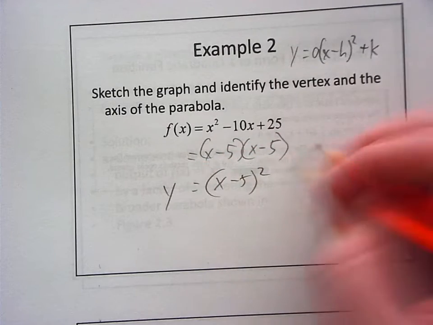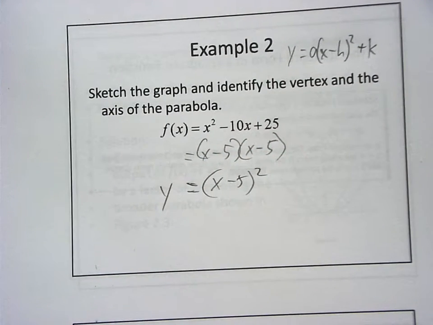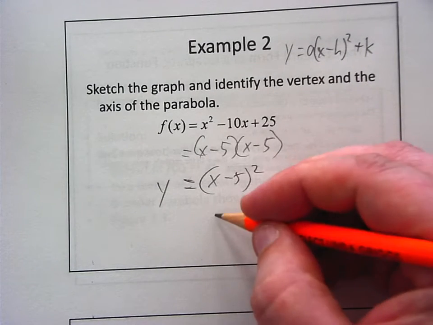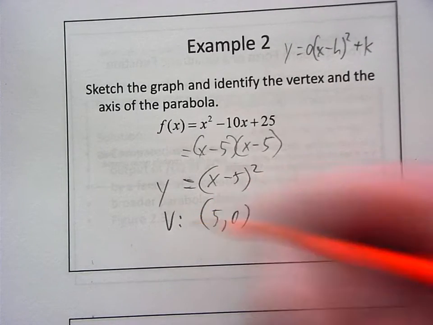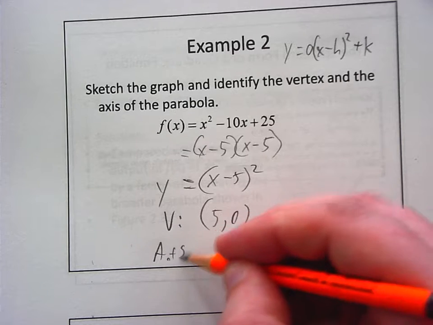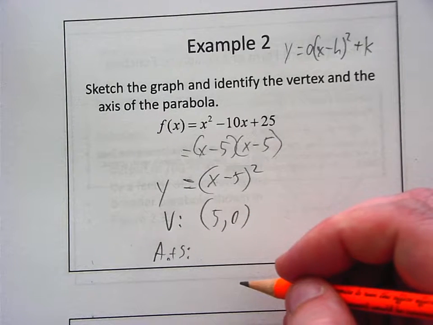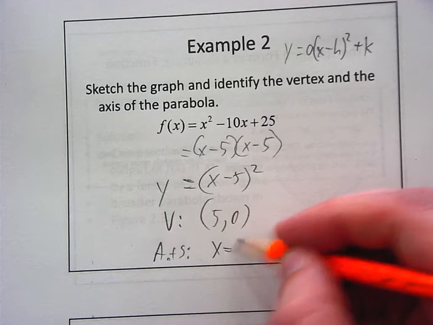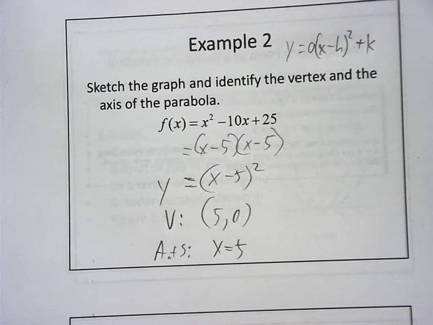Clean it up a little bit. Well, what would h be? Okay? 0. So literally your vertex is just 5, 0. What would the axis of symmetry be? X is equal to whatever the x value is here. Because the idea, this 5, 0 means it's shifted over 5 units to the right.